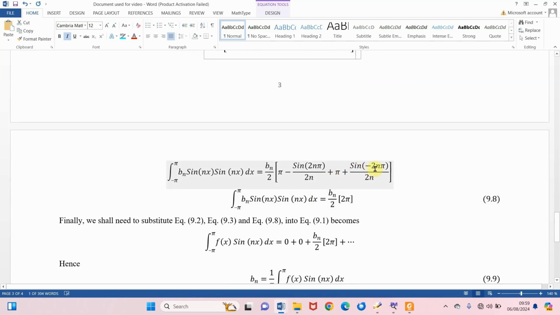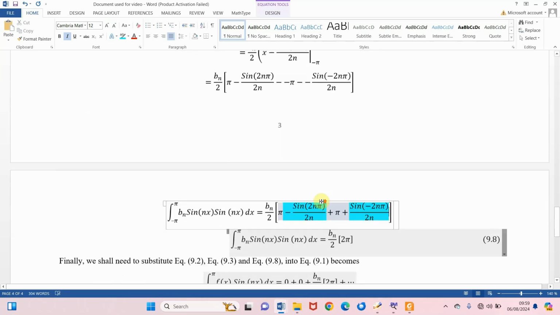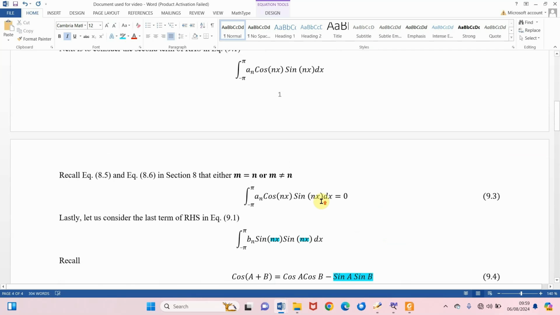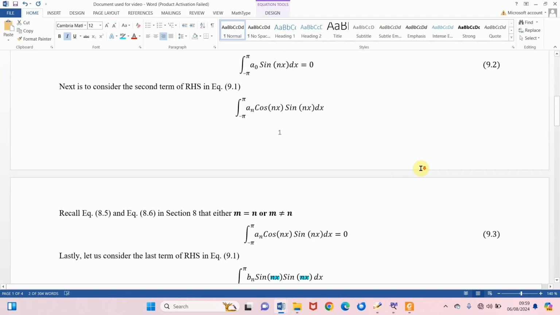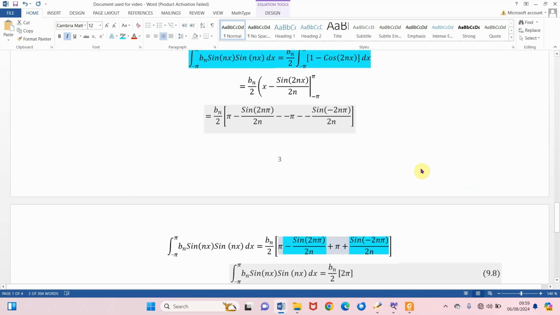So you have this expression, then you add it together, and then you obtain our 9.8, because here this expression cancels this expression. So we have pi plus pi, which gives us 2 pi, then bn times 2. Now that we are through with every part of equation 9.1, where's our 9.1? Let's go back. These are 9.1, we're through with everything now. For this one, we've obtained 0. For this one, we obtain 0. For this expression, we obtain bn/2 multiplied by 2 pi, which is this.